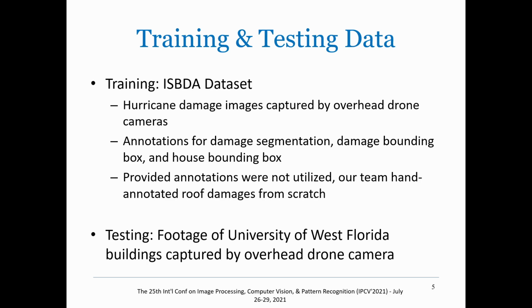Now onto our data. For the training data, we use the ISBDA dataset, which is a hurricane damage dataset captured by overhead drones. This dataset comes with annotations for damage segmentation, damage bounding boxes, and house bounding boxes, but we did not use any of these annotations and instead re-annotated images ourselves. For the testing data, we captured footage of the University of West Florida campus buildings with our own drone camera.